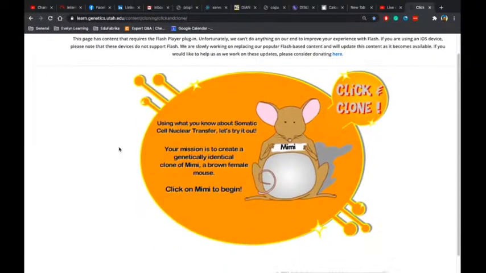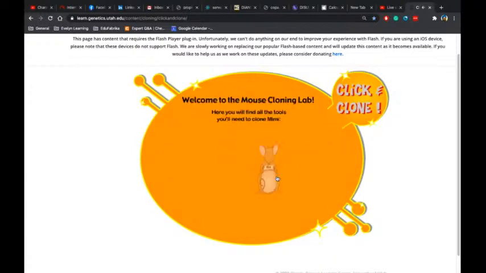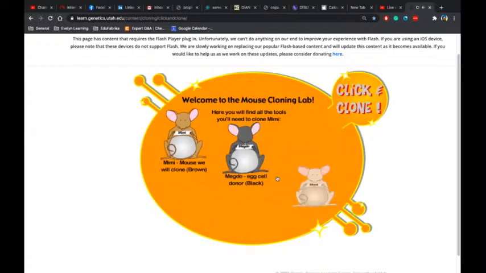Here we will be studying somatic cell nuclear transfer. This is what you see in quite common videos on TV, how clone mice are produced and how cloning is done in humans also, where it is not allowed, it's not ethical, but how you can produce babies with this artificial way of cloning. So let's start the mouse cloning lab. We will clone a mouse today.